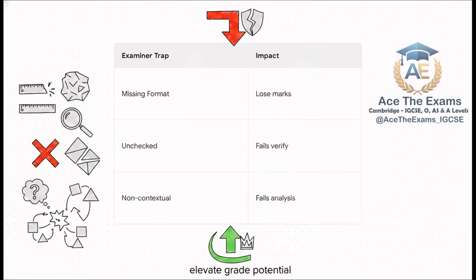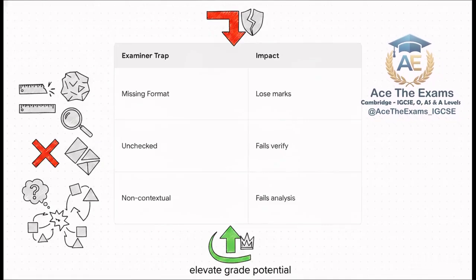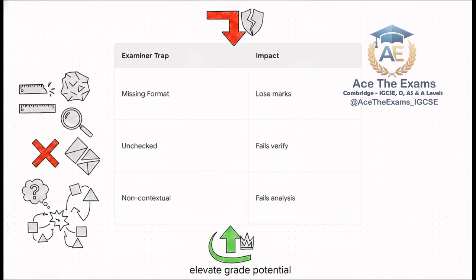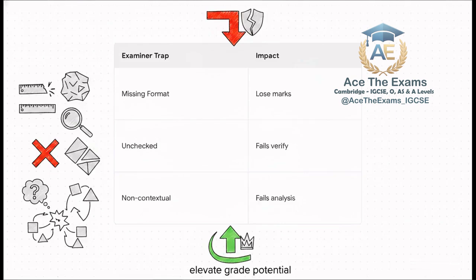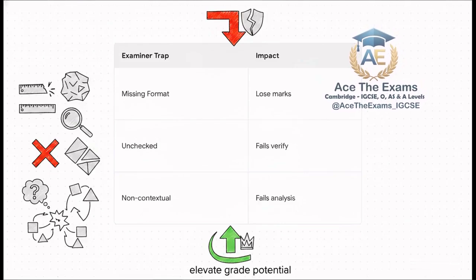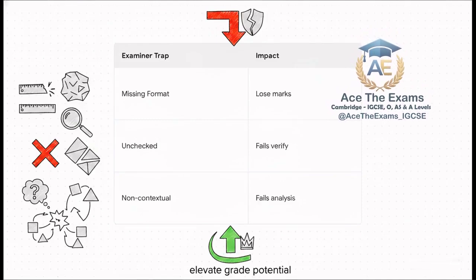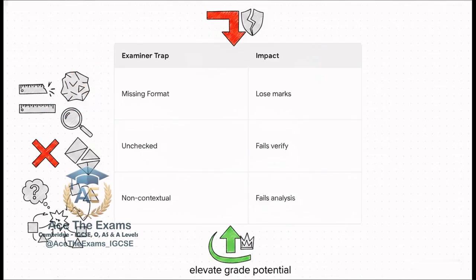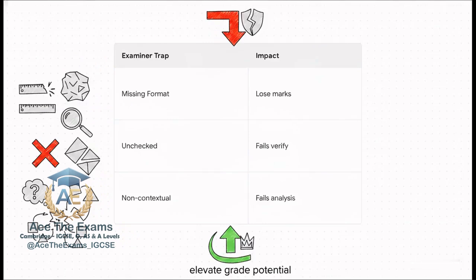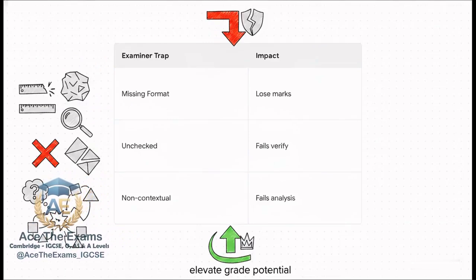Let's break down the exact impact of these traps so you can see why they're so devastating. If you miss the proper format, you lose those easy application marks right off the bat, marks you desperately need. If you leave your presentation unchecked, well, you've just failed step 4 of our processing sequence, the visual verification step. Your layout might look completely skewed when printed and you wouldn't even know. And if you provide non-contextual answers, you completely fail the higher-order analysis domains. You miss out on those lucrative cross-topic connection marks we talked about earlier. Avoid these traps, stick to the sequence, and you instantly elevate your grade potential.